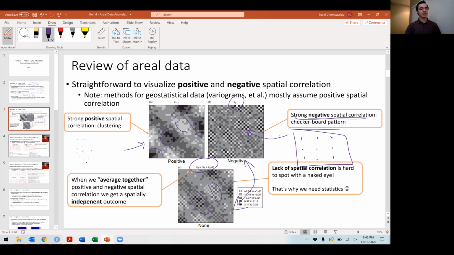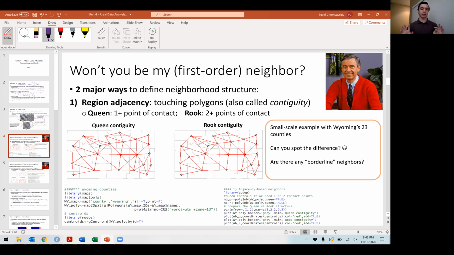Okay, so let's take a look at a relatively simple example that is really close to home. This is our good old state of Wyoming and 23 counties. The University of Wyoming is here in Laramie County. Yeah, there's the University of Wyoming right there. Cheyenne is right over here.